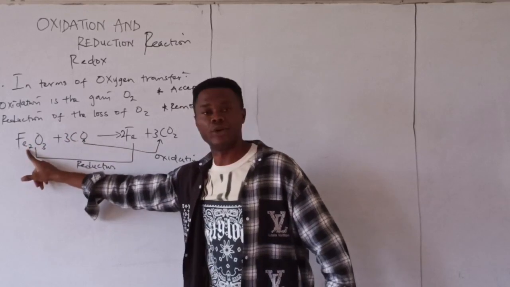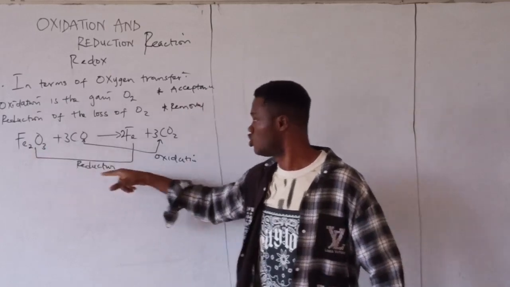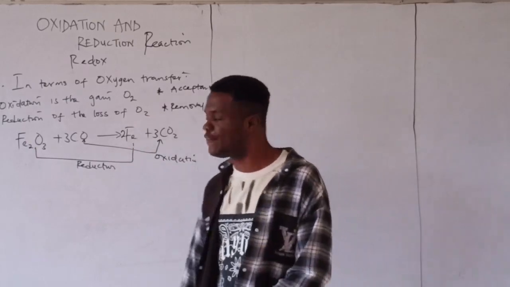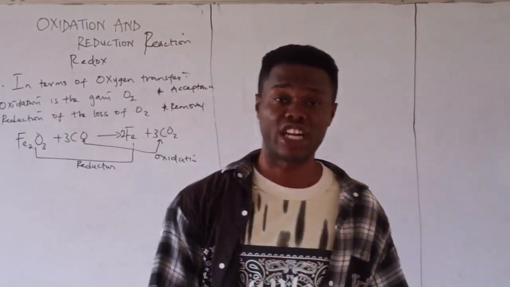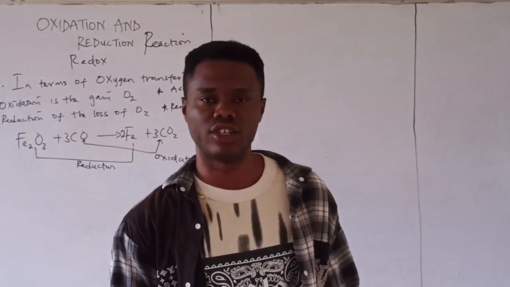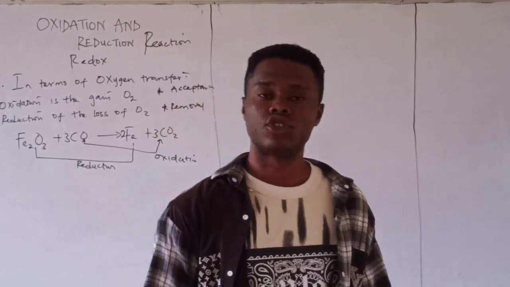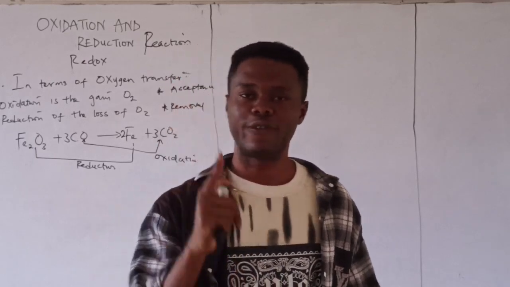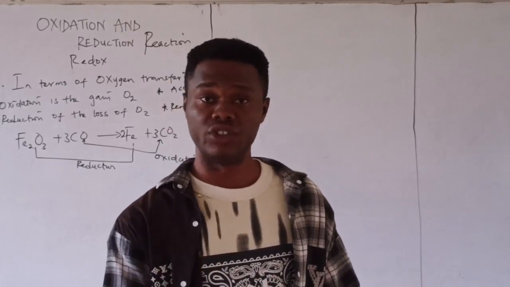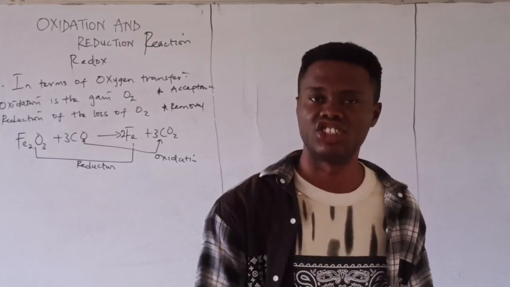As you can see, iron(III) oxide lost oxygen to be reduced to iron. So this is the definition of redox reaction in terms of oxygen transfer. Before I go ahead to discuss the next step of redox reaction, we have to understand two things. The first thing is what we call the oxidizing agent and the reducing agent. Okay? So you can maybe jot it down as I explain.